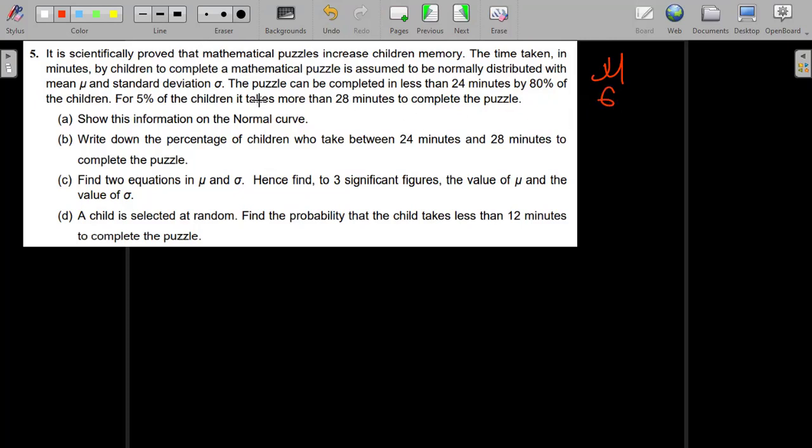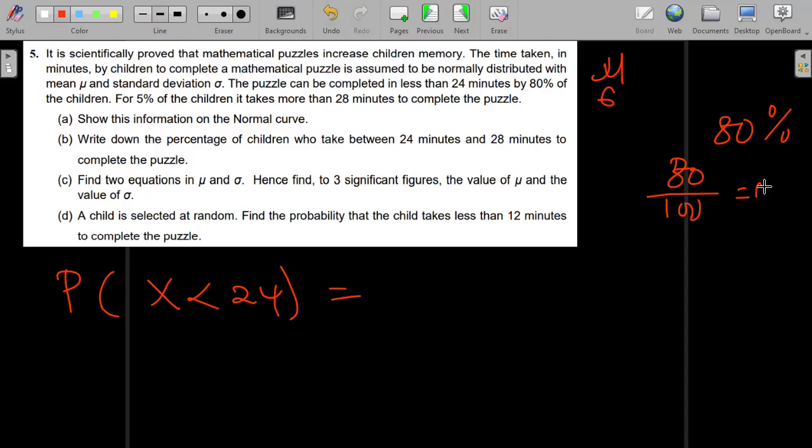Okay, so now they're saying the puzzle can be completed in less than 24 minutes by 80% of the children. So that just gives us the probability that X is less than 24 minutes. The probability that X is less than 24 minutes is equal to 80%. So 80% is the same as 80 over 100, which is just 0.8. Okay, so the probability that X is less than 24 is 0.8. That's what this statement here means.